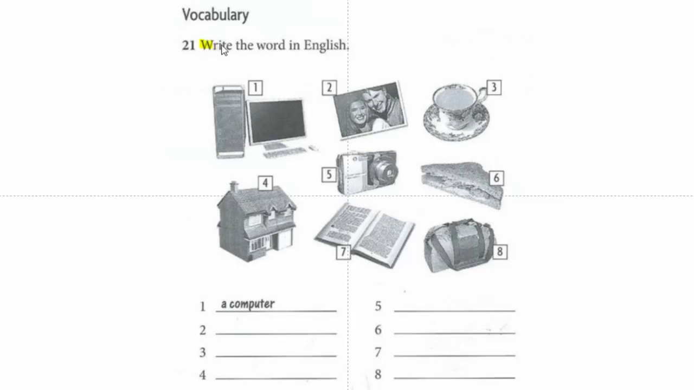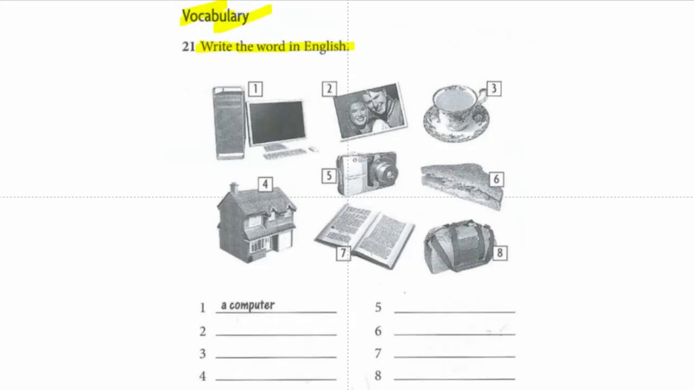Dice aquí, write, escribe la palabra en English. Vocabulary, ok. De la unidad 1, vamos a escribir la unidad 1. The number 1 is a computer. Number 2, a photograph. Siempre voy a colocar A. Photograph, a photograph, ok, muy importante. Number 3, it's a cup of tea, puede ser cup of tea, o también puede ser cup of coffee, según sea el caso, ¿no? Coffee, ok, cup of coffee.